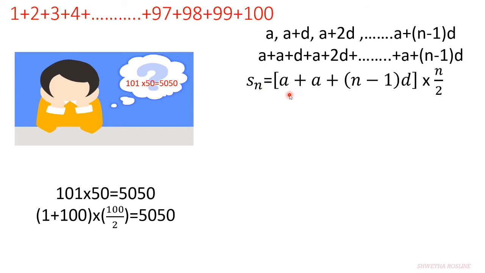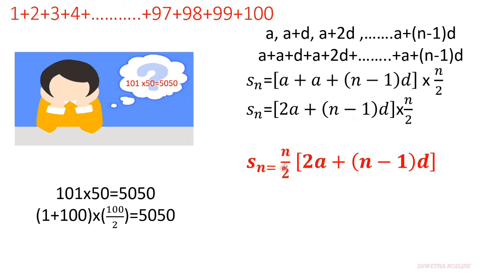Now let us see, can this be simplified further? Yes. So I will add the like terms. Here A is there, then the next term is also A. Therefore, I will rewrite it as 2A plus N minus 1 into D. So I can write Sn is equal to 2A plus N minus 1 into D into N by 2. This can again be written as Sn is equal to N by 2, and inside the bracket, I will write 2A plus N minus 1 into D.